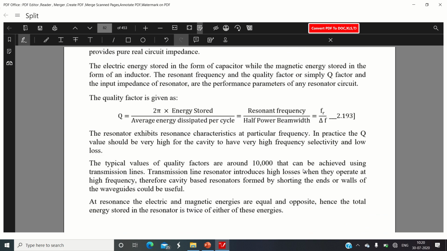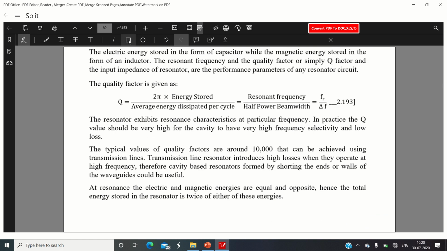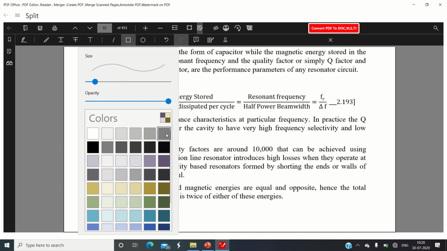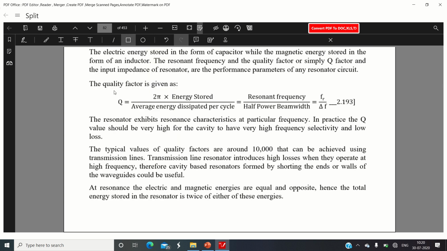circuit. So how is the quality factor given? The quality factor is given with this particular equation. Q is equal to, in the numerator, 2 pi multiplied by energy stored, divided by energy dissipated per unit cycle. In order to calculate the quality factor of a resonator, we should know the energy stored and the energy that is dissipated per unit cycle. Once we know, we can put these values over here and calculate the quality factor.